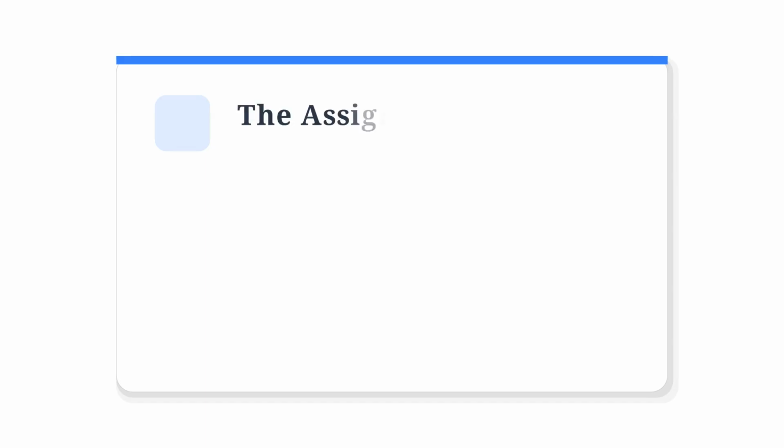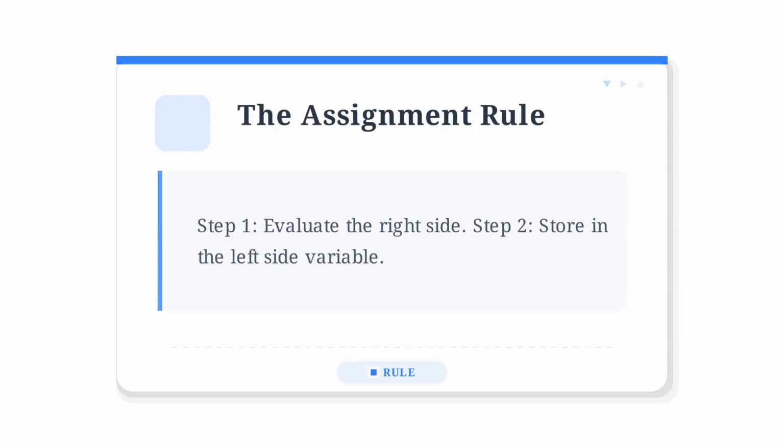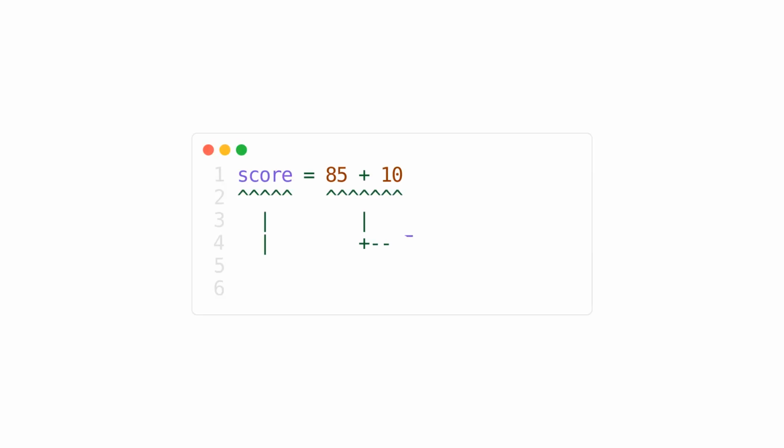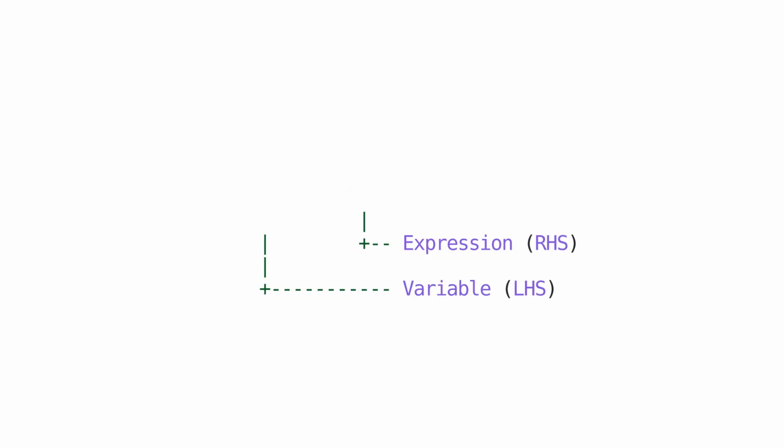Let's master assignment with this simple rule. First, Python evaluates whatever's on the right side of the equals sign. Then it stores that result in the variable on the left side. This happens every single time. Here's how it works. score = 85 + 10. First, Python calculates 85 plus 10, which equals 95. Then it stores 95 in the variable called score. Right side gets evaluated, left side gets the result.